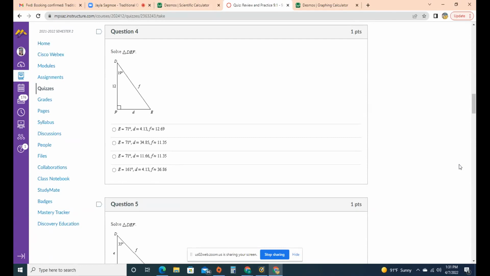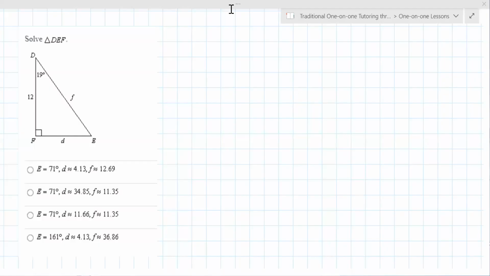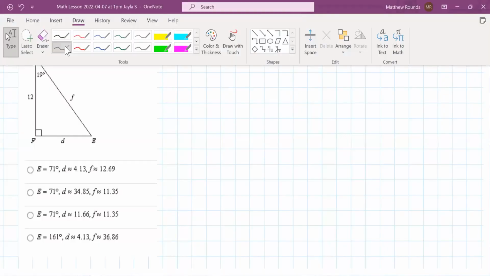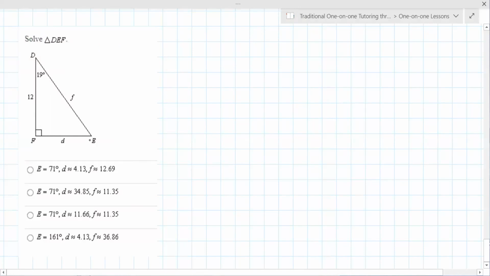This one has a lot of numbers, not quite as many as the first one, but it's still got a lot going on. So it can feel like, where do I start? What do I do first? This is a right triangle. One of the angles is 19, one is 90. We've got to figure out the third angle.